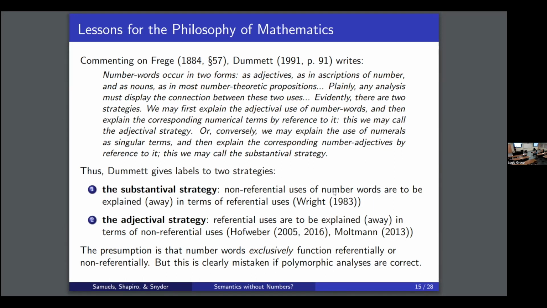But clearly, if any one of these polymorphic analyses I just mentioned is correct, that's a false dichotomy. There is in fact a third possibility, which is that number words can function both referentially and non-referentially, right? So again, this whole dialectic is flawed given standard polymorphic analyses within linguistics. So that's one lesson that we can draw.